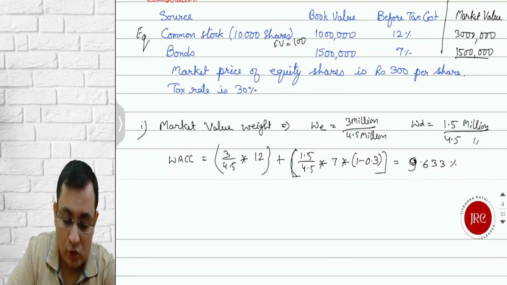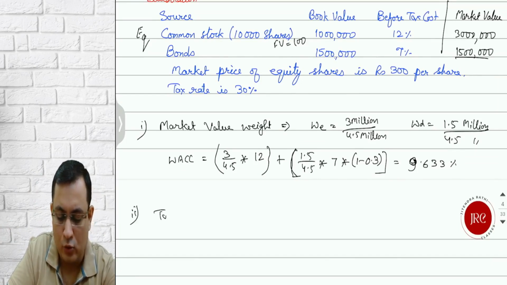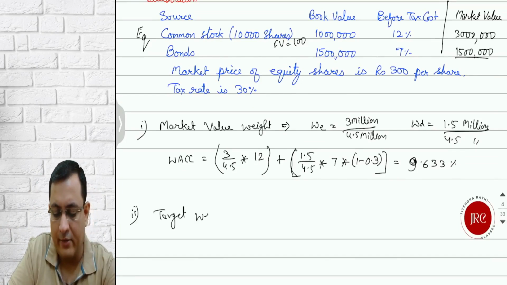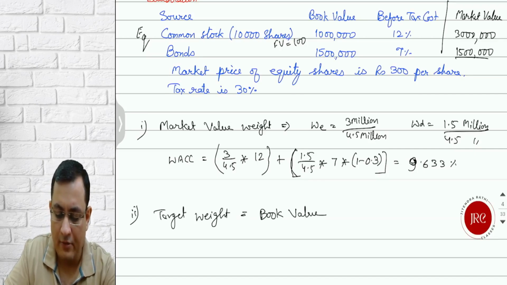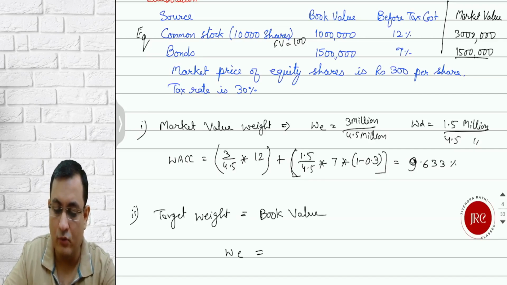Next part, second: if we are using target weights, and assuming the target weights are equal to book values, in that case the weight of equity will be 1 over 2.5 million and the weight of debt will be 1.5 over 2.5 million.